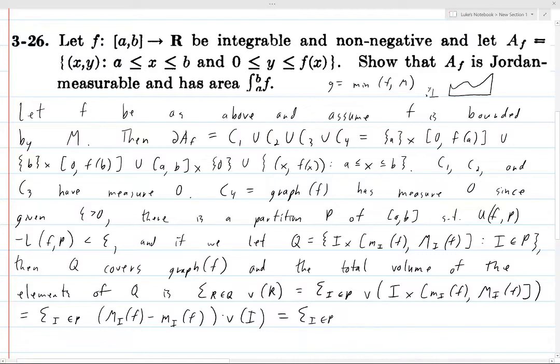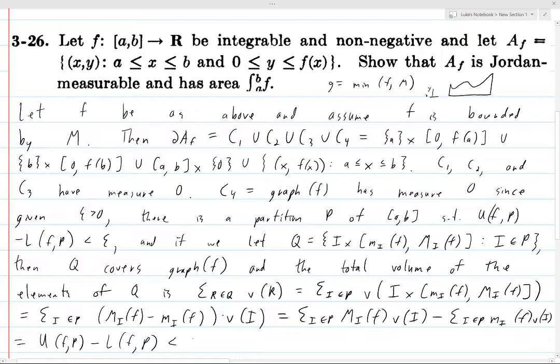We can break this up into two things: this sum minus this sum. And now maybe you can recognize this. This is precisely the upper sum minus the lower sum, and this we know to be less than epsilon. So maybe I went into more detail there than I needed to, but it's nice to show how this partition of the interval gives you exactly what you need for this problem.